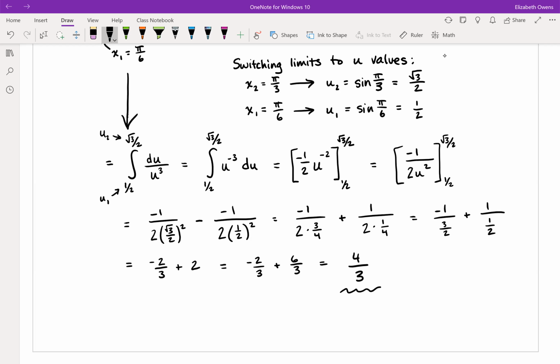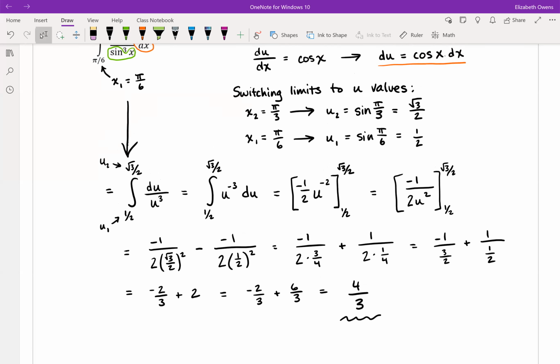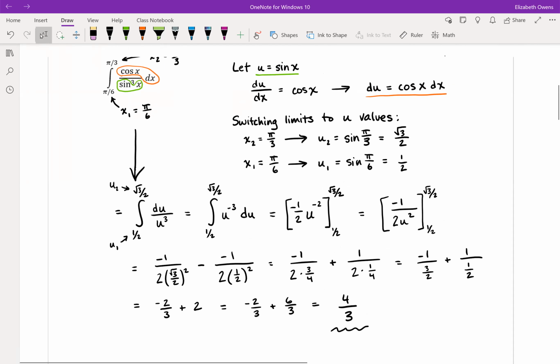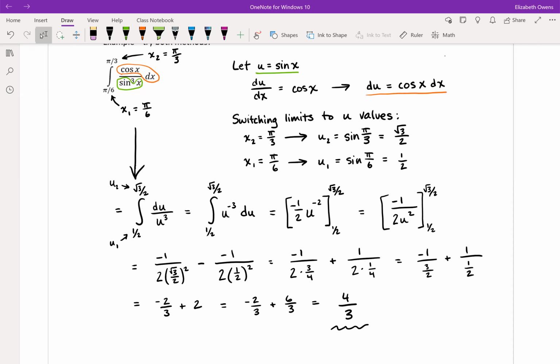Because remember, definite integrals like this, they turn out to give you a value instead of a function for the answer. Indefinite integrals are the ones that give you a function. Okay, so there is our integral. It turns out to be 4/3 using this u substitution. And the key thing on this is that we were switching our limits to u values.